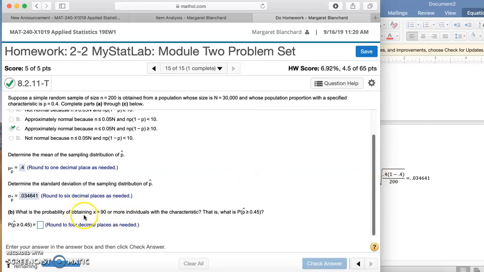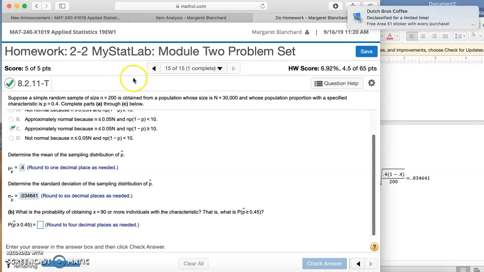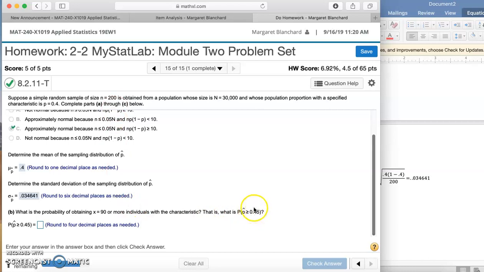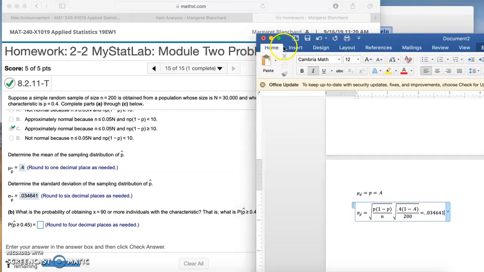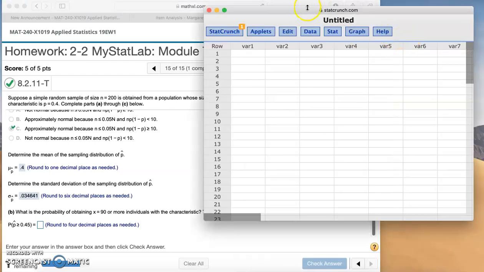What is the probability of obtaining x equals 90 or more individuals with this characteristic? Now, if you think about that, that's saying 90 divided by our sample, which is 200. So that would give us a p hat of 0.45. So it's saying, in other words, what's the probability of finding p hat greater than or equal to 0.45? Now, you could do this manually by using the lookup tables. Another option would be to do this in StatCrunch. Since some of my other solution videos show you how to do it in the lookup tables, I'm going to walk through this one in StatCrunch.